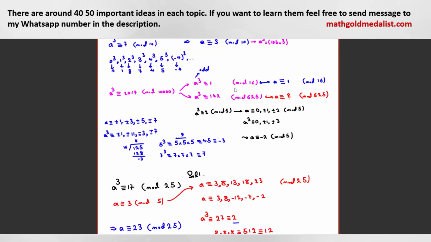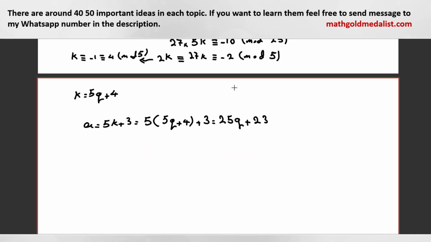Okay, now exactly by using this method, calculate this part: a cubed we know is congruent to 142, okay? And we know a has this form. Calculate by these things. A is what mod 625, okay? Okay. Try.